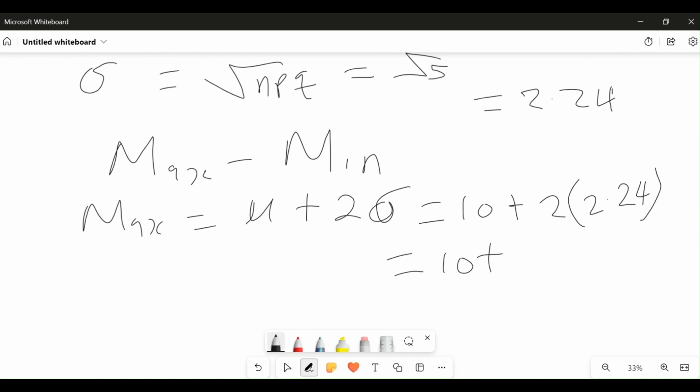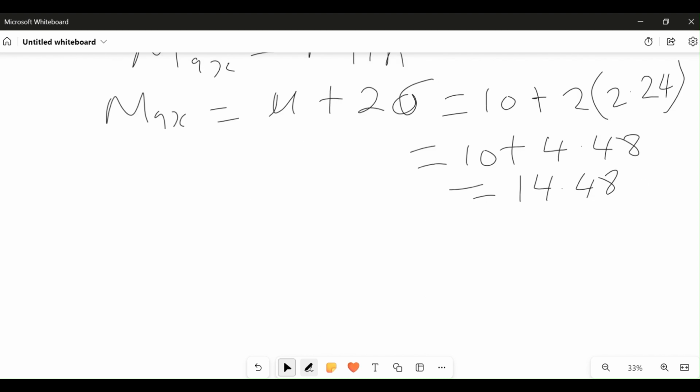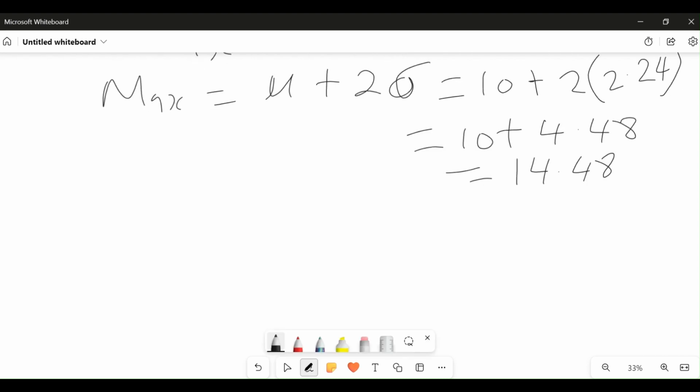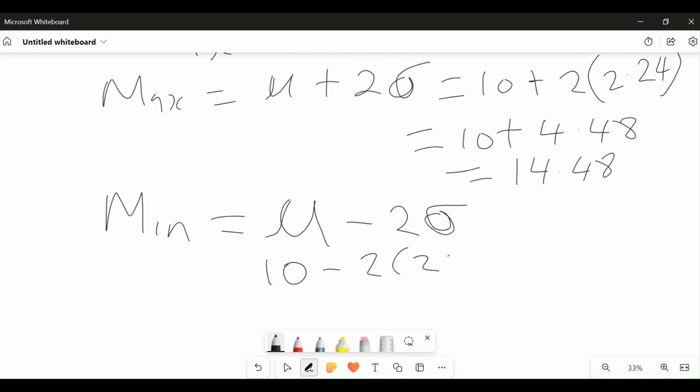So therefore, our maximum value will be 10 plus 4.48. And this will give us 14.48. That's the maximum value of the distribution. So now, if we want to find the minimum, the minimum is your mu, which is your mean, minus 2 sigma, 2 times the standard deviation. So your mean is 10. Your standard deviation is 2.24. So therefore, our minimum will be 10 minus 4.48. And that will give us 5.02.